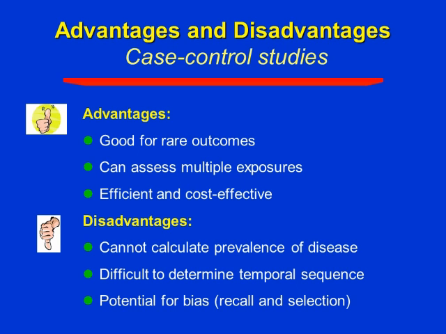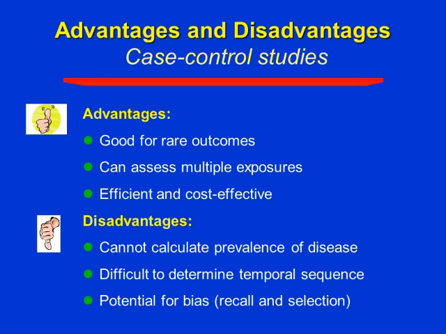In terms of disadvantages, because of the way we select people into our study, we really cannot calculate the prevalence of disease. We've selected, usually evenly, an equal number of cases and controls. Sometimes it can be difficult to determine temporal sequence to be sure that the exposure you're looking at happened before the outcome. That wasn't the case in our example of STI and prostate cancer, but it often is. And finally, there is the potential for bias, both recall and selection bias.